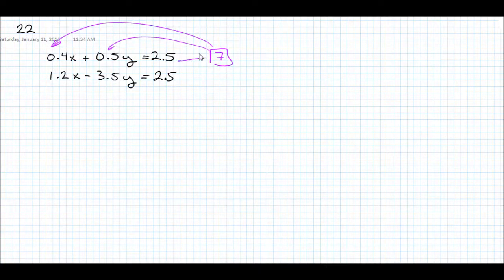Okay, 7 times 0.4x is going to be 2.8x. So 7 times 4 is 28. You got one decimal point. You just move it over. 7 times 0.5y is going to be 3.5y. Again, 7 times 5 is 35. 7 times 2.5 is going to be 17 and a half.